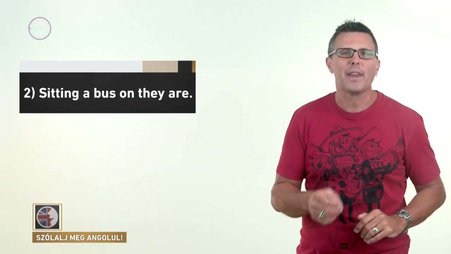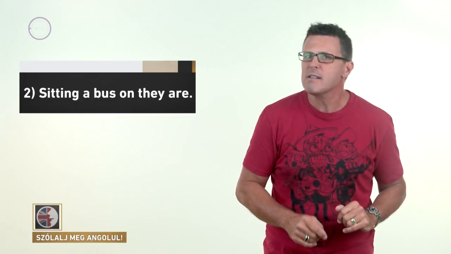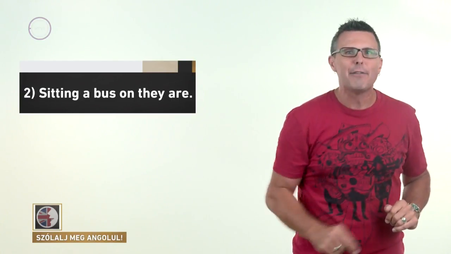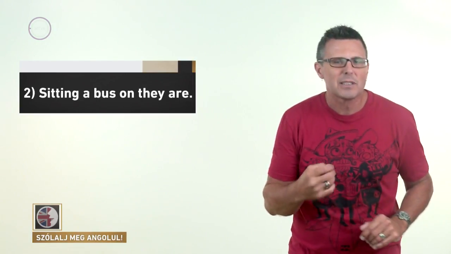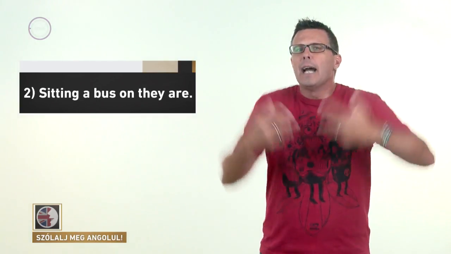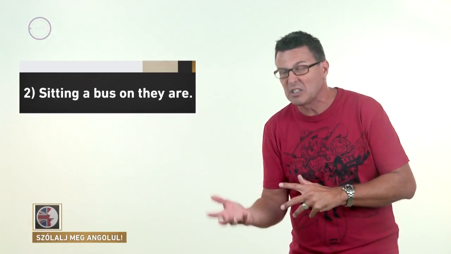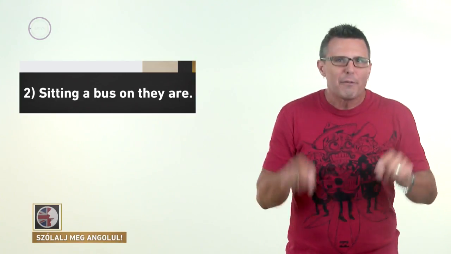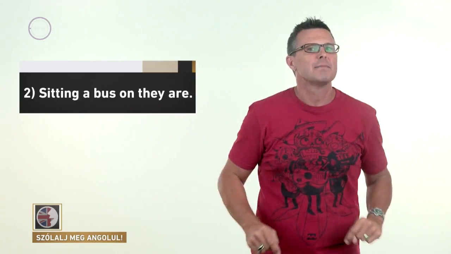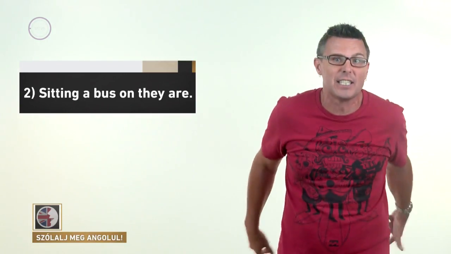Sitting a bus on they are. Aha! This one's not the present simple, is it? Nope. Look at that dead giveaway. The verb's got an ing ending, so it's a continuous tense, isn't it? Yes. And how many continuous tense forms do we know? Well, we know the present continuous and the past continuous, don't we? Okay, and which one of those is being used in this sentence? It's not the past continuous, is it? No, it's the present continuous.